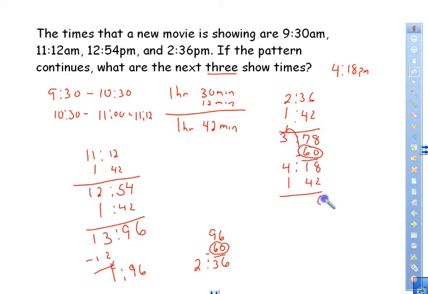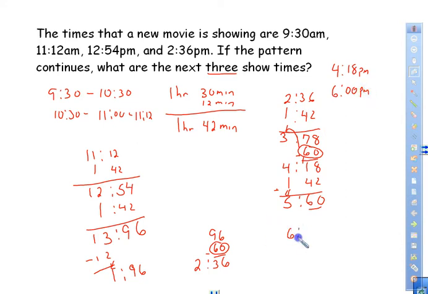Then we add another 1 hour 42 minutes to that. We get 0, carry the 1, and a 60, and this is a 5. So 5 hours, 60 minutes, and 60 minutes, as we said, actually gives me 1 whole hour. So we add that onto my 5, and now it's actually 6 o'clock.